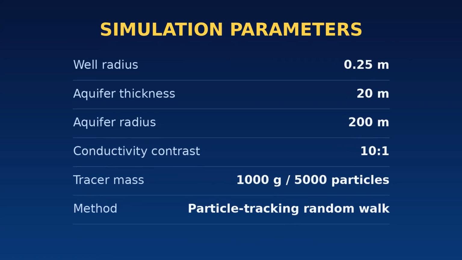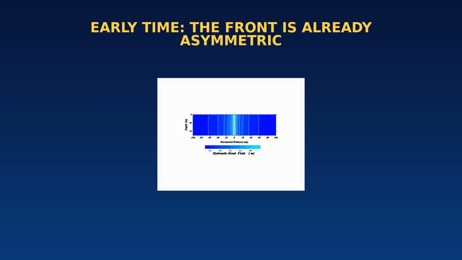In the numerical experiment, the well radius is 1/4 of a meter, the aquifer is 20 meters thick, and it extends 200 meters out. 1,000 grams of tracer, represented by 5,000 particles, are released and tracked using a particle tracking random walk method. The high permeability layer moves fluid 10 times faster than the low permeability layer beside it.